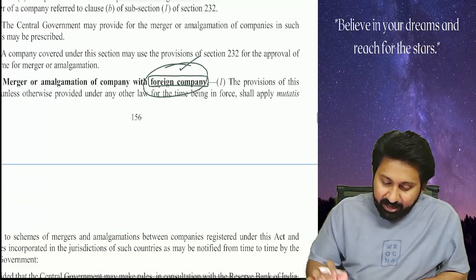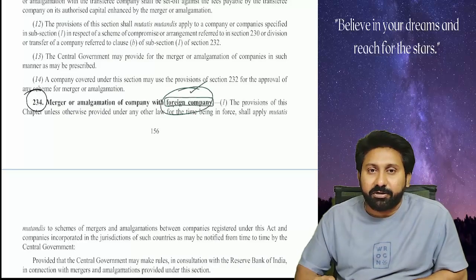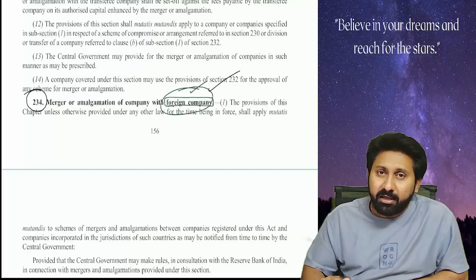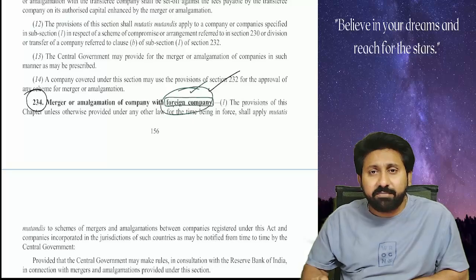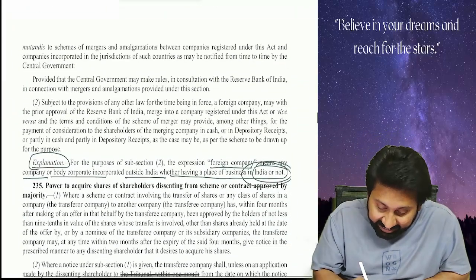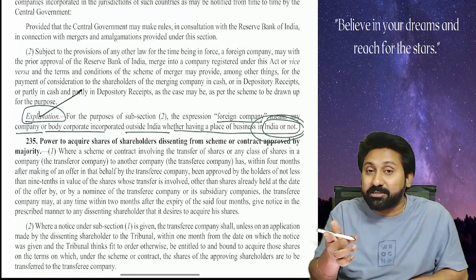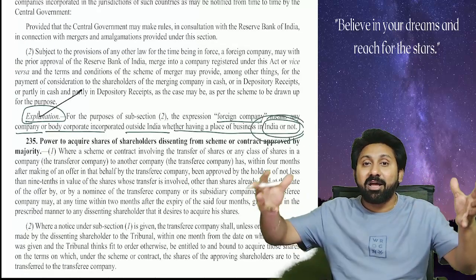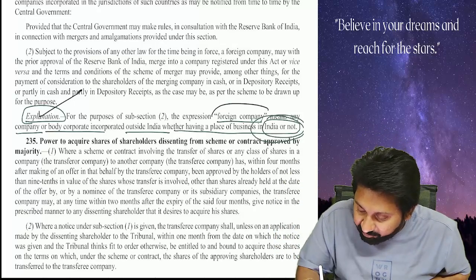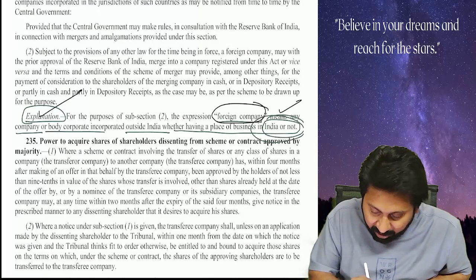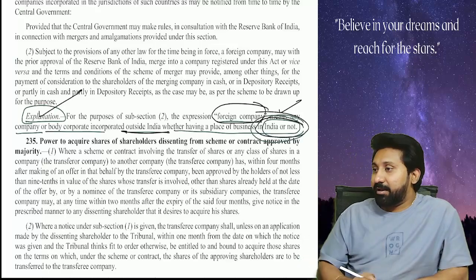Foreign company, see here. In section 234, merger or amalgamation with a foreign company. What is a foreign company? Generally, foreign company means a company incorporated outside India having a place of business in India. That's the meaning. However, in this section, they clearly said in the explanation, I said an explanation will exclude something or include something in the meaning: for the purposes of subsection 2, the expression foreign company means any company or body corporate incorporated outside India, whether having a place of business or not. Place of business is not mandatory.